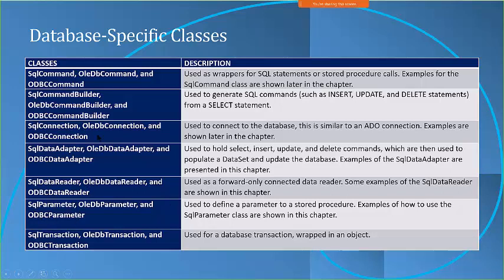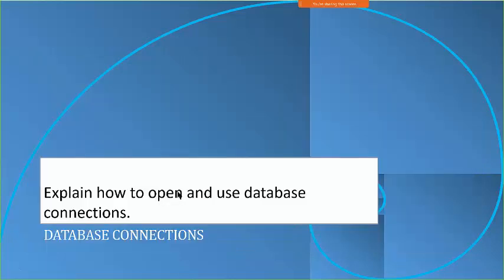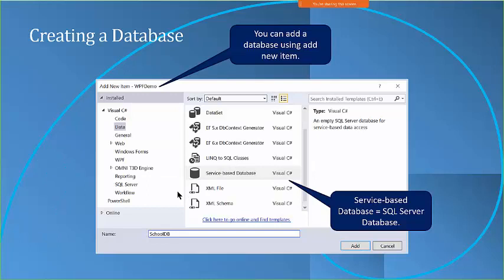And then you have all these classes that we're going to see some of and how we use them. So the first thing we need to be able to do is connect to our database, and we do that with the database connection. And we can actually create a database in a project. When you add a new item, there's an option under Data to add different kinds of databases. You could even use XML files as data sources, for example. The one we're going to use is the service-based database.